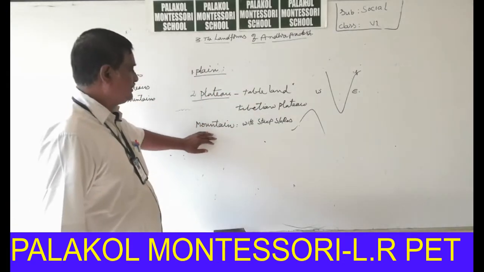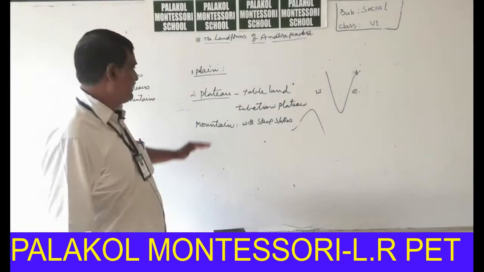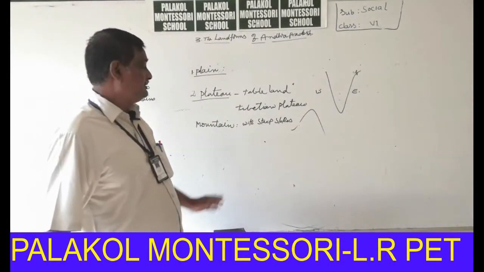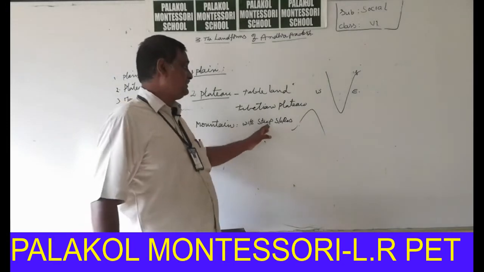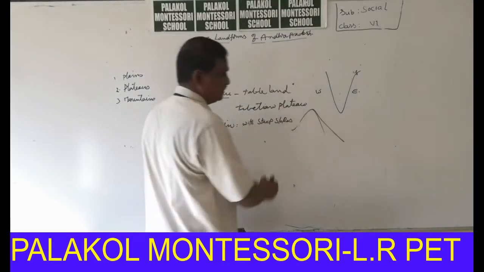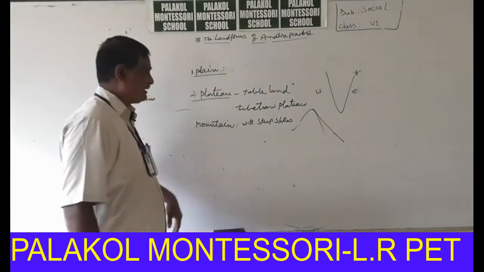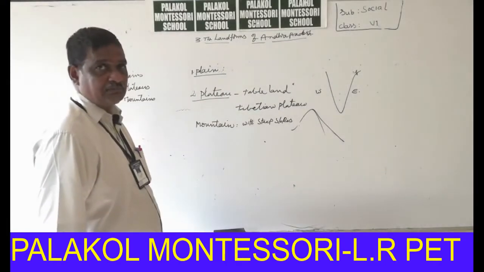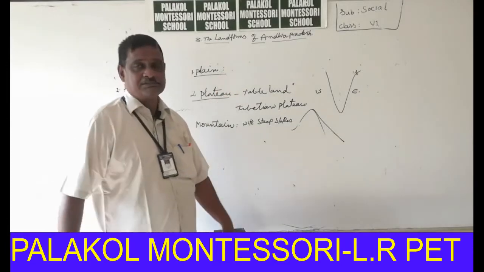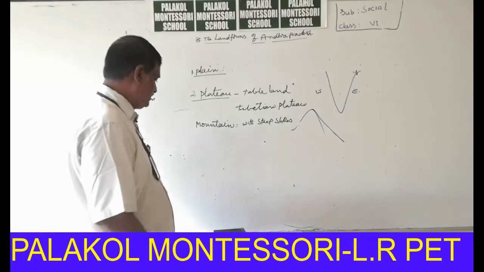Third one, mountain. It is much higher than plains and plateaus, with steep slopes. Slopes means this is a slope. So these are the different relief regions. It is nothing but landforms. These are called relief regions, nothing but landforms. Listen.